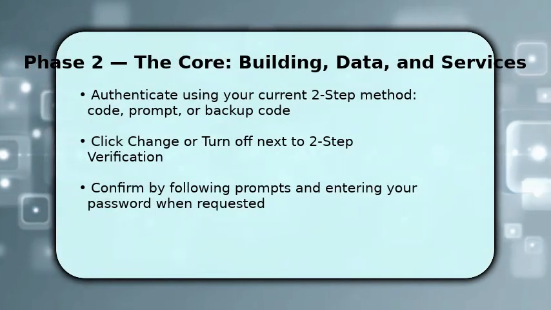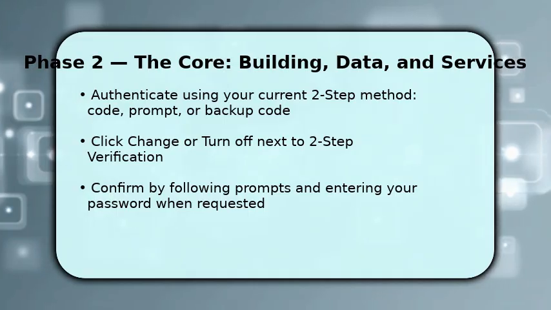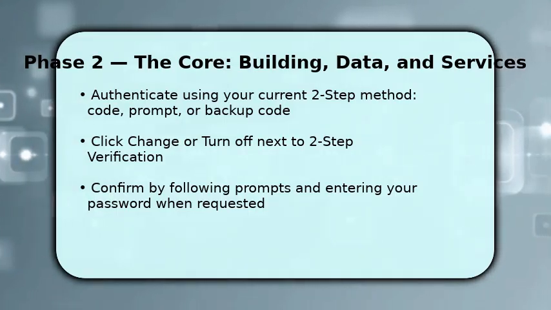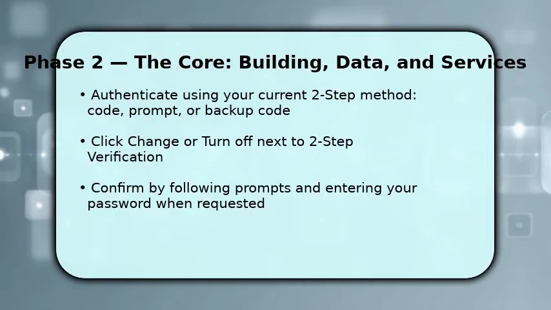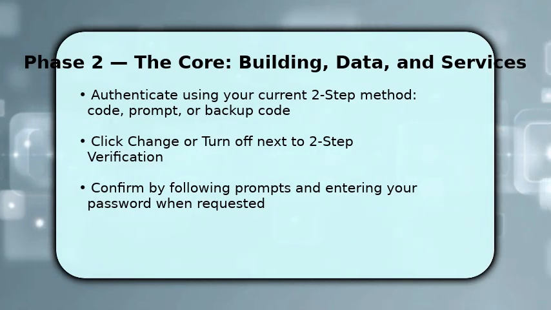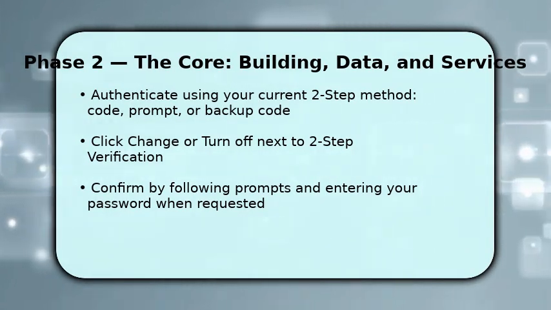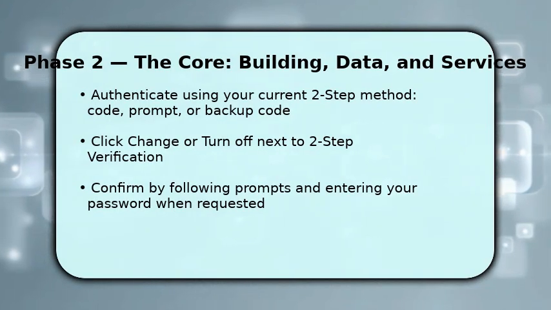Once on the two-step verification page, you must authenticate with the active method. Enter the code, approve the prompt, or use a backup code. This confirms it's you. After authentication, find the option labeled Turn Off or Disable Two-Step Verification and click it.